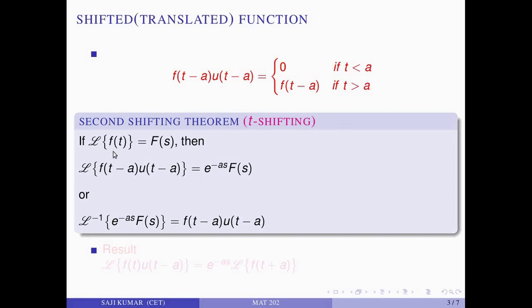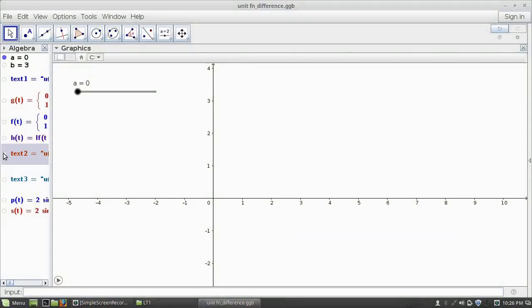Second shifting theorem or t shifting. If L of f(t) is equal to F(s), then L of f(t minus a) into u(t minus a) is equal to e raised to minus as into F(s). Or the inverse transform of e raised to minus as F(s) equal to f(t minus a) into u(t minus a). An important result: the Laplace transform of f(t) into u(t minus a) equal to e raised to minus as into L of f(t plus a).